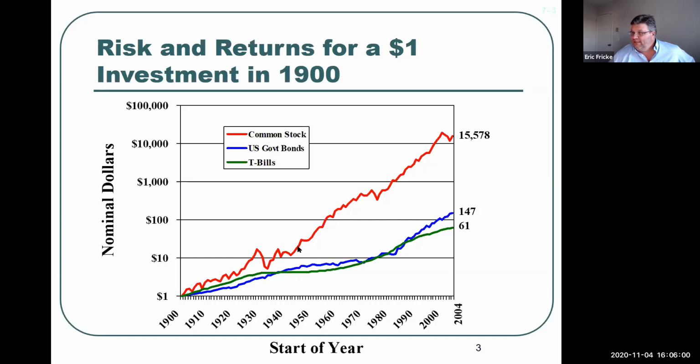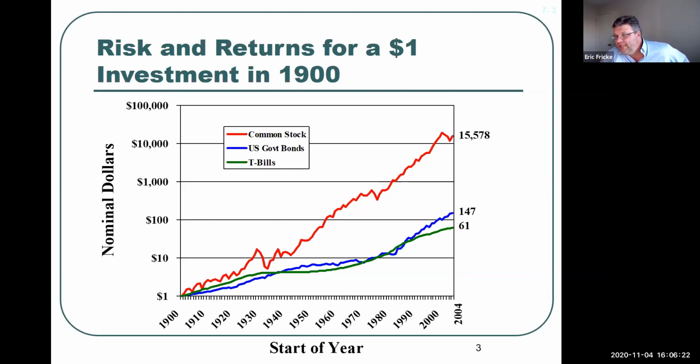If you look at the blue line, the government bonds, notice how it's a lot more stable. It doesn't move nearly as much as the stocks. So it's considered safer than stocks. Government bonds are considered safer than stocks because their returns are easier to predict. They don't move up and down as much.